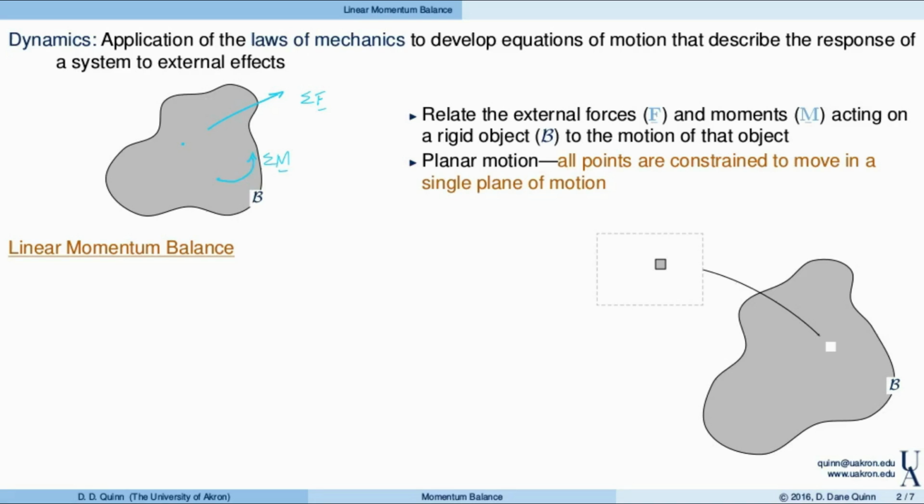So here in this class we're focused on planar motion, right? That's going to significantly simplify the resulting equations, and in particular all points are constrained to move in a single plane of motion. So we think about that as the plane of the paper or the computer screen or whatever you're viewing this on. So this object B has to stay in this plane.